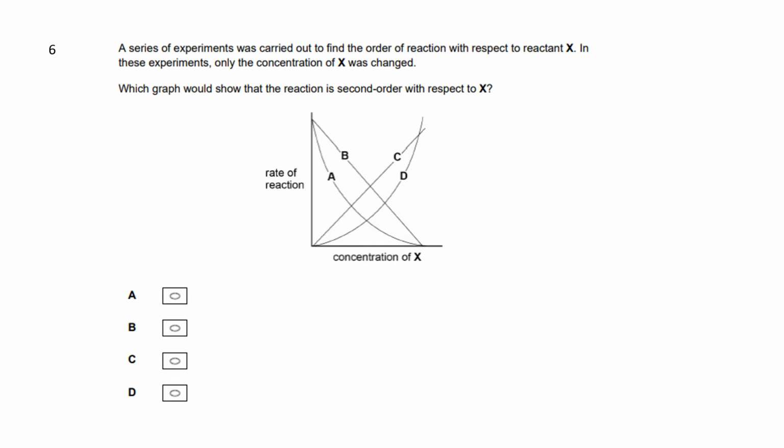Question 6. Series of experiments were carried out to find the order of reaction with respect to reactant X. In these experiments, only the concentration of X was changed. Which graph would show the reaction to be second order? So it's rate. So all of these then, if it's first or second order, they should be pointing up, not down. The rate should increase with concentration. So that means it's C or D. C is first order, D is kind of like a y equals x squared graph, that is second order. So the answer for question 6 would be D.